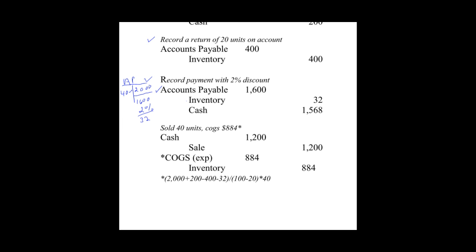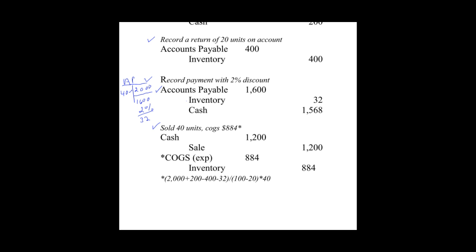In our last journal entry, you were told to sell 40 units at $30 each. 40 times 30 is $1,200, and you sold it for cash. So we would record the cash and the sale. Then comes the cost of goods sold. In our example, I'm going to use an average inventory cost.